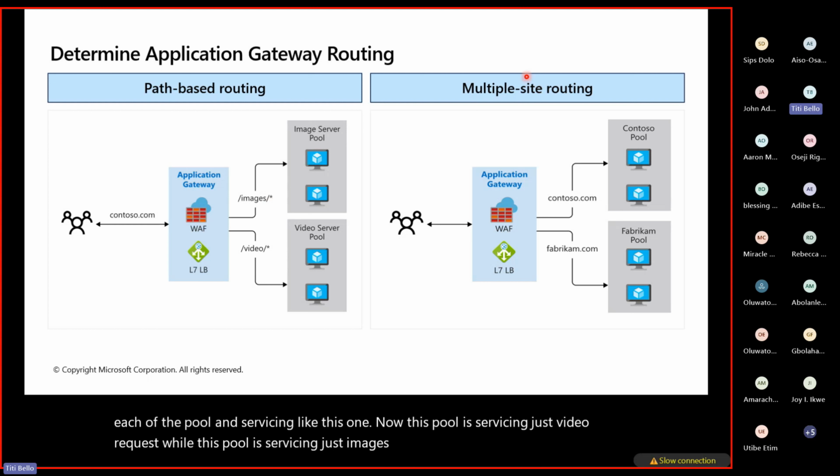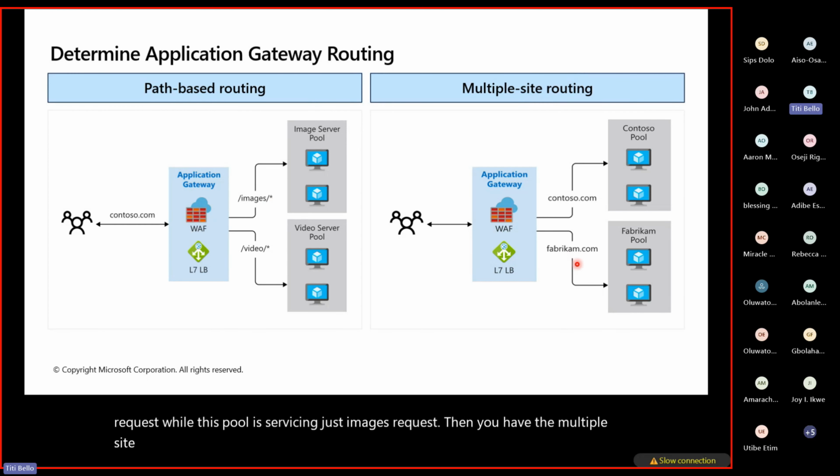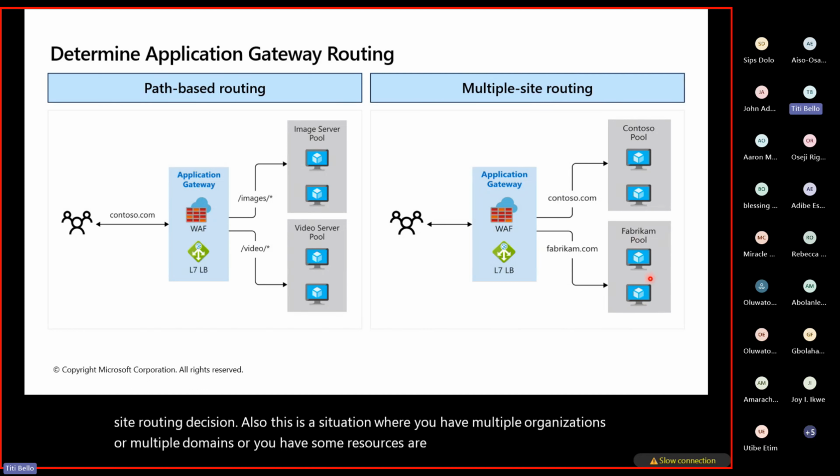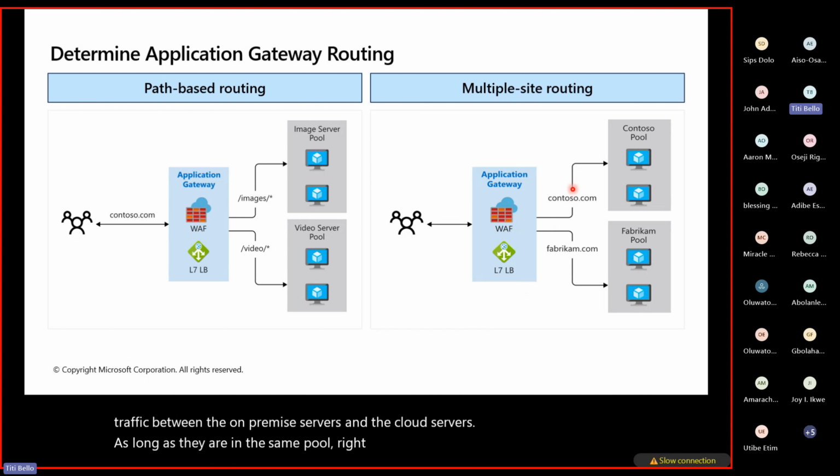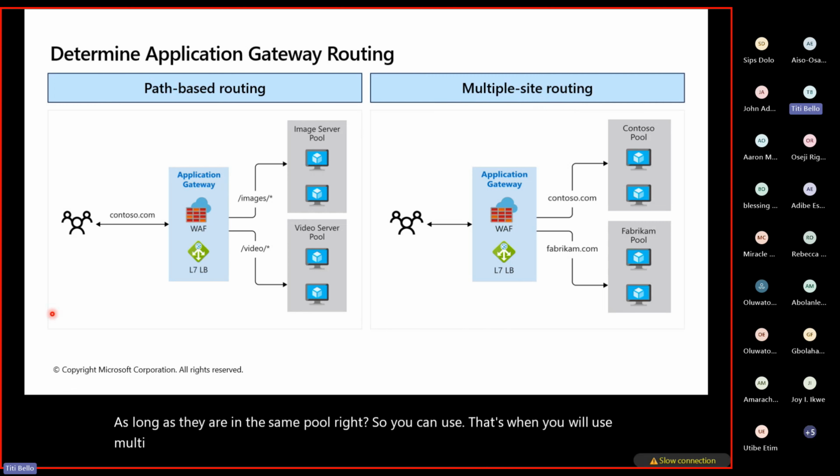Then you have the multiple site routing decision. This is a situation where you have multiple organizations or multiple domains, or some resources are still on-prem, you are running hybrid while some are in the cloud, and you still need to load balance traffic between the on-premise servers and the cloud servers, as long as they are in the same pool. That's when you will use the multi-site load balancing scenario.